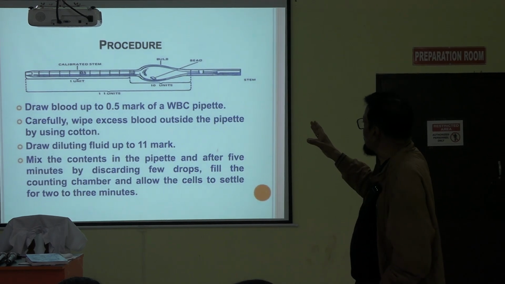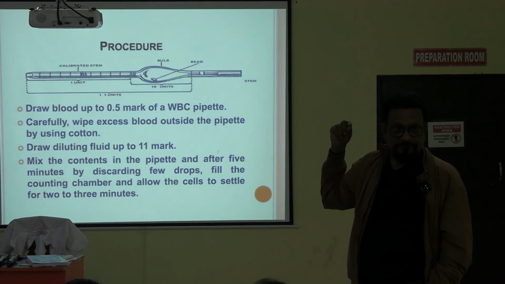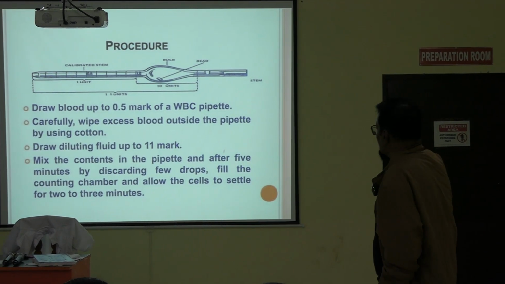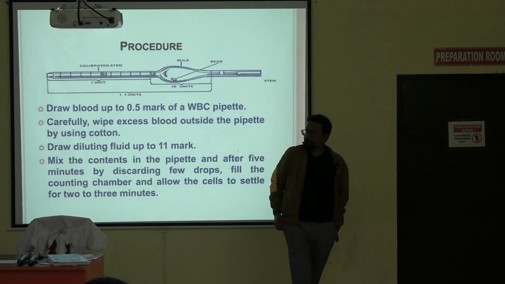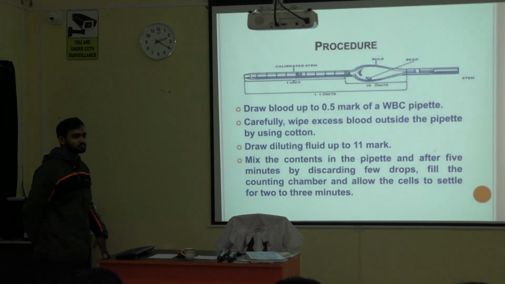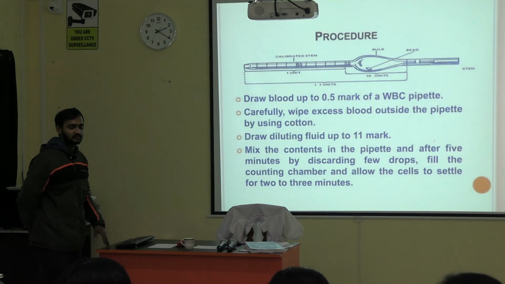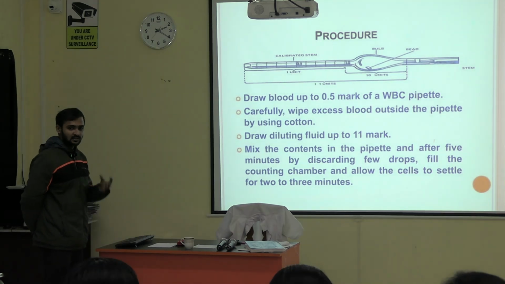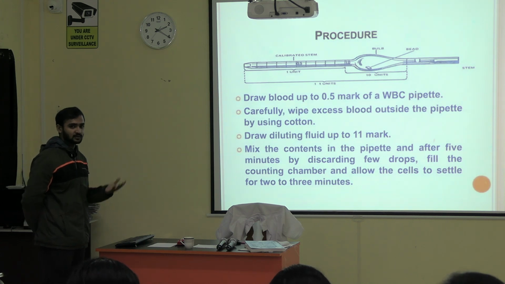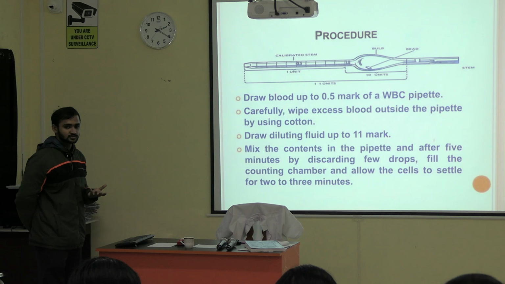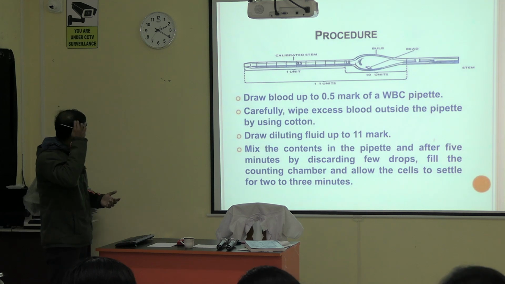After that, what will we be doing? We will draw the WBC diluting fluid up to this mark. How will you reduce the excess blood? Here you cannot use an absorbent material. What will happen if you use an absorbent material? It will suck the fluid portion and there will be more concentration. So you cannot use an absorbent material like cotton or gauze here. You have to tap it. But you have to carefully wipe excess blood outside the pipette using cotton.